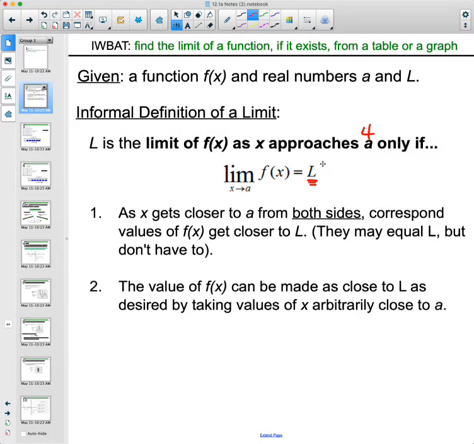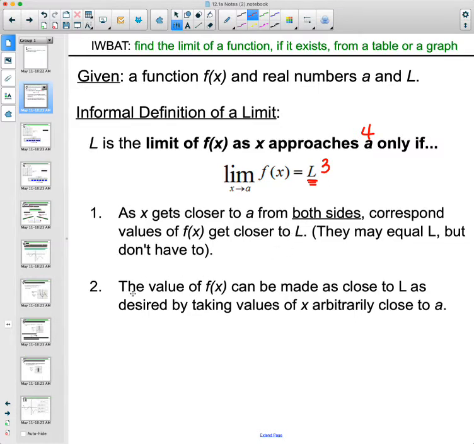Let's say that L was 3. So as we plug in numbers closer to 4, the output gets closer to 3, like maybe it's spitting out 2.5 and then 2.7 and then 2.9, 2.99, just getting closer and closer. So as x gets closer from both sides, the corresponding values of f of x, or the output, get closer and closer to L.